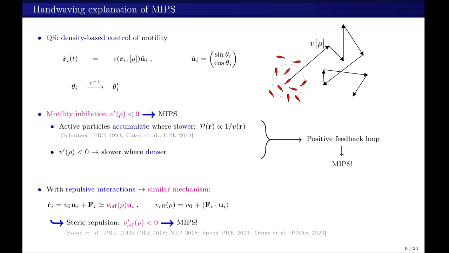Sorry. Is this motility-induced phase separation independent of dimension? Do you have it in all dimensions, or do you have a lower critical dimension, an upper critical dimension? So, no, it is found at all dimensions. Even in one dimension? Even in one dimension. You can see that in simulations, but also with full theory.